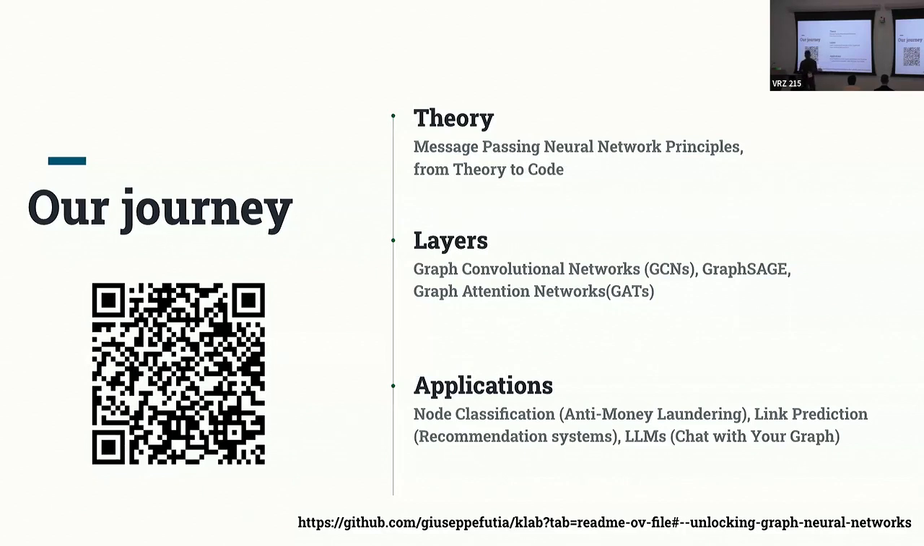And finally, we will see some applications related to graph neural networks. Some of these applications are quite common, including node classification and link prediction. Other ones are, let me say, on the edge, because there is some interesting research trying to combine graph neural networks and large language models, and we will have a look at it.